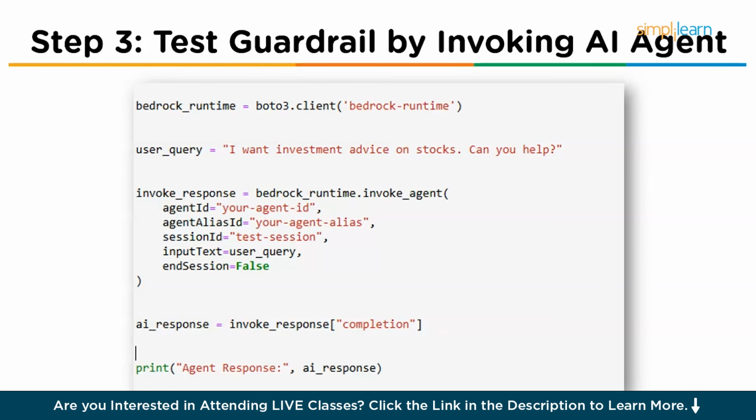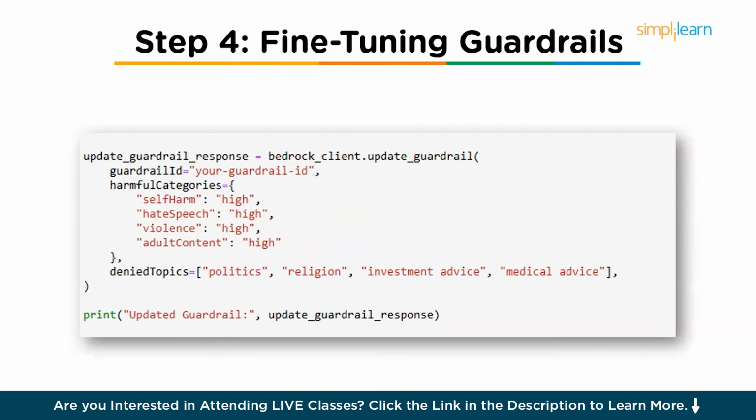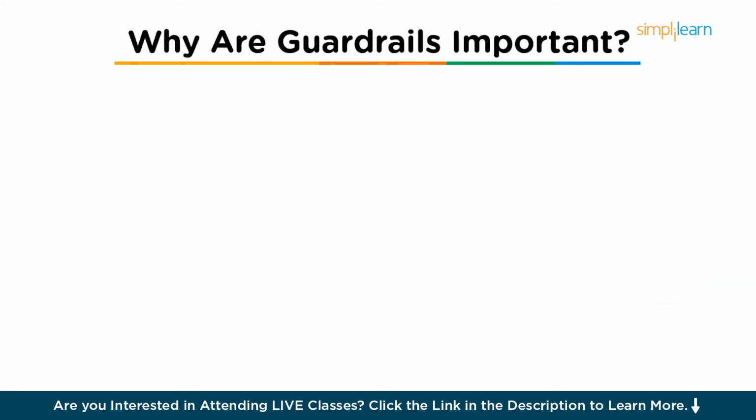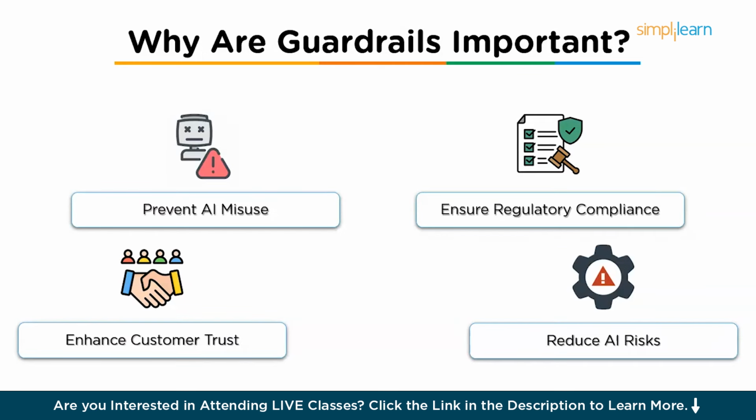As you can see in this code, if the guardrail is applied correctly, the AI agent will refuse to provide investment advice and respond with a safe and predefined answer, such as, I'm sorry, but I cannot provide financial investment advice. And finally, we have step 4, which is fine-tuning guardrails. So if the AI agent still provides undesired responses, you can adjust the guardrail by modifying the sensitivity levels or adding new denied topics. So in this code, the AI agent will not respond to financial or medical related queries, ensuring compliance with regulations.